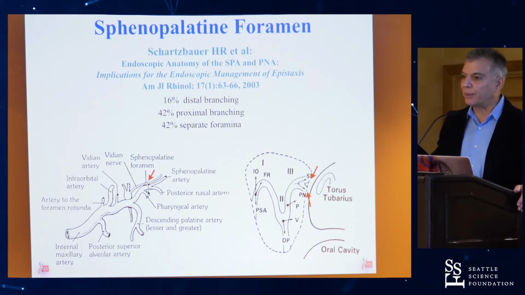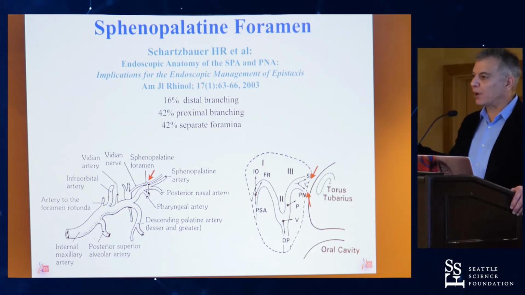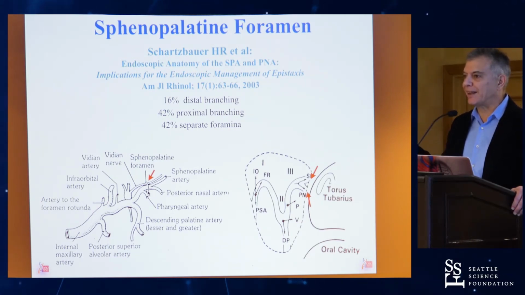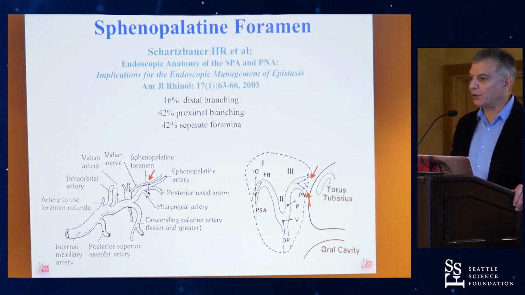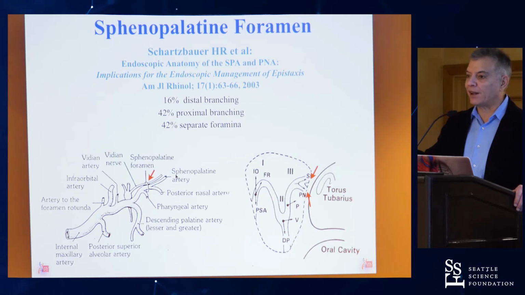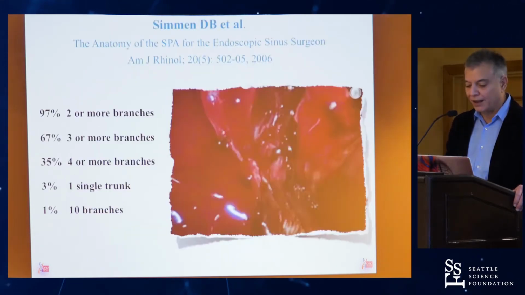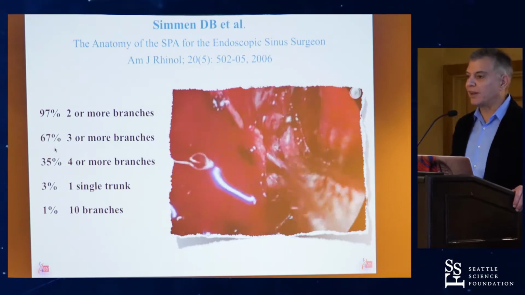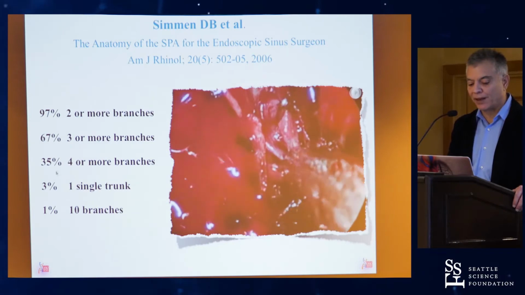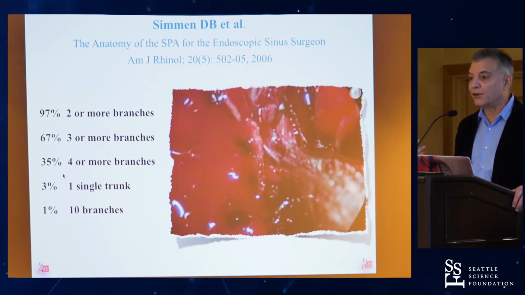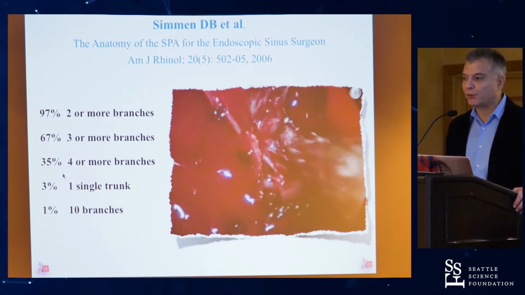This is just an editorial comment. We talk about the sphenopalatine foramen and the sphenopalatine artery like they were single entities. They are not. You have to think that there are at least two major arteries coming out of there, the sphenopalatine and the posterior nasal. They can divide proximal to the foramen and they can divide distal to the foramen, meaning in the nose or before. Not only that, but you can see here that in most of us there are more than two branches. There are at least three branches, and in a significant portion of us, at least a third, you're going to have four branches. And you can have more than one foramen. So the exception really becomes the rule.